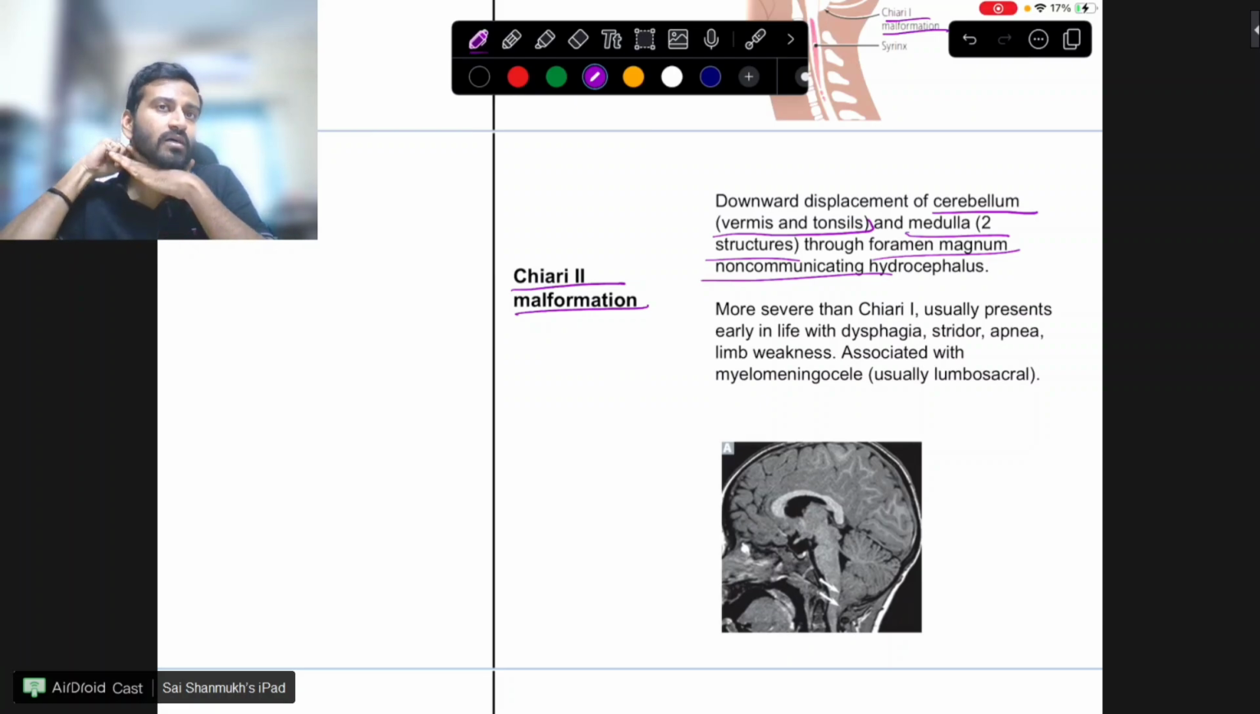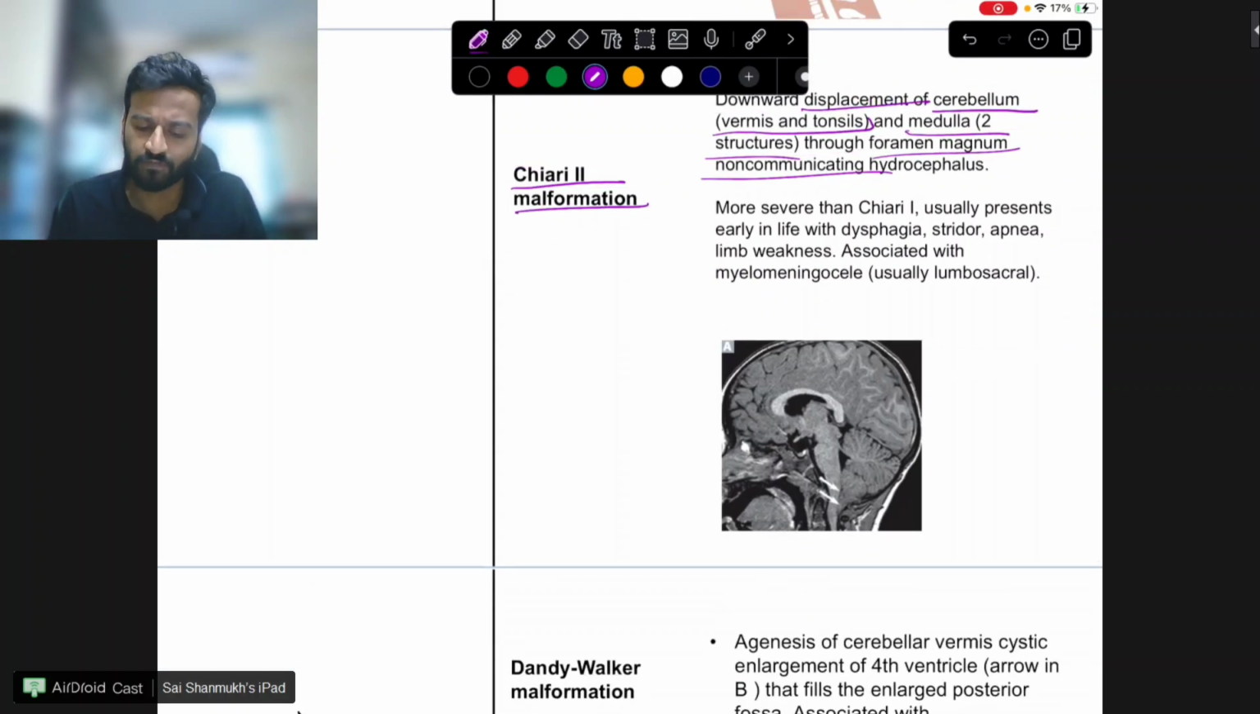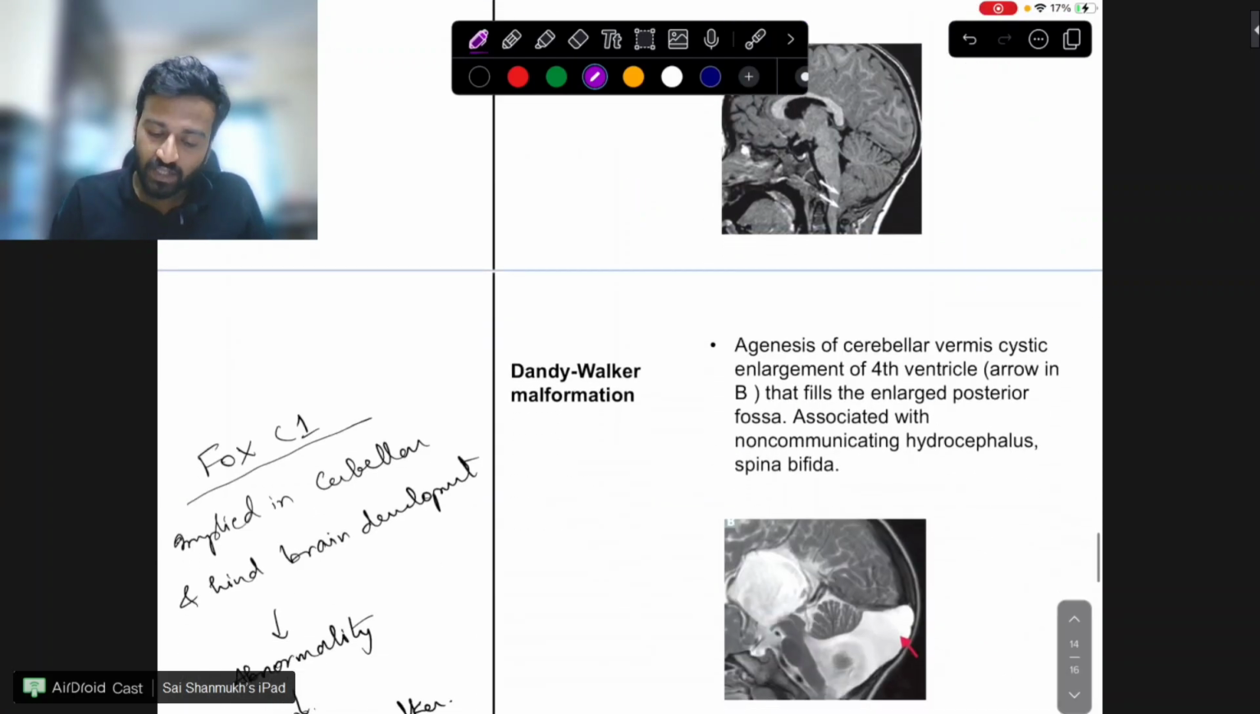This will block the canal from behind because of the herniation, and it will lead to hydrocephalus. But the communication between the cranium and the spinal cord is lost. It is severed because of the displacement. Okay, it is more severe than Chiari one, obviously, and it presents with dysphagia, stridor, apnea, limb weakness associated with myelomeningocele.